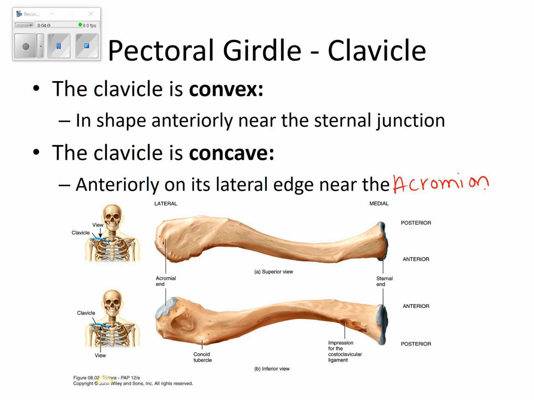So the clavicle can be easily felt through the skin because the biggest portion of it is only covered with skin. It doesn't have a lot of muscle over top of it, so that's why you can feel it easily through the skin. All of your other bones are covered with a lot more muscle.